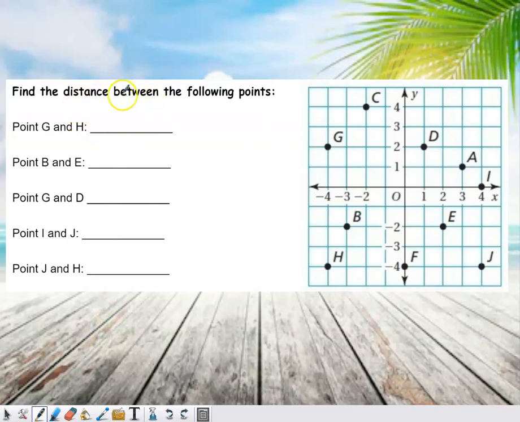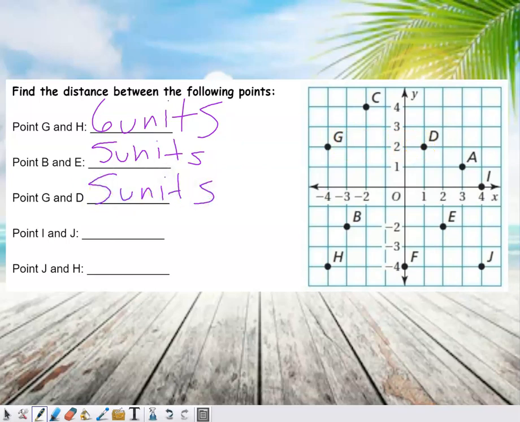Okay, if you're playing this, you should have completed these problems. So between point G and H, 1, 2, 3, 4, 5, 6, you should have gotten 6 units. B and E, 1, 2, 3, 4, 5, you should have had 5 units. G and D, you should have had 1, 2, 3, 4, 5 units. Point I and J, 1, 2, 3, 4, you should have had 4 units.